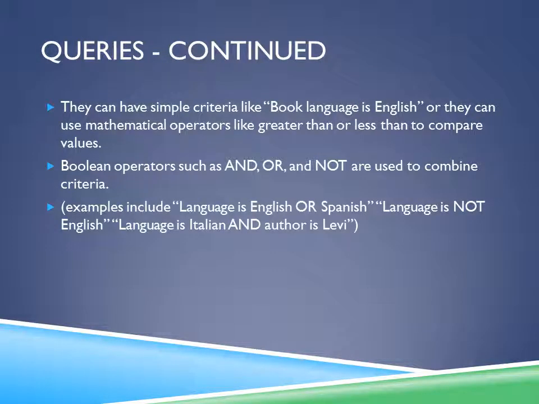Queries may have simple criteria like book language is English, or they can use mathematical operators like greater than or less than to compare values. Boolean operators such as and, or, and not are used to combine criteria. Some examples may include language is English or Spanish, or language is not English, or language is Italian and author is Levi.